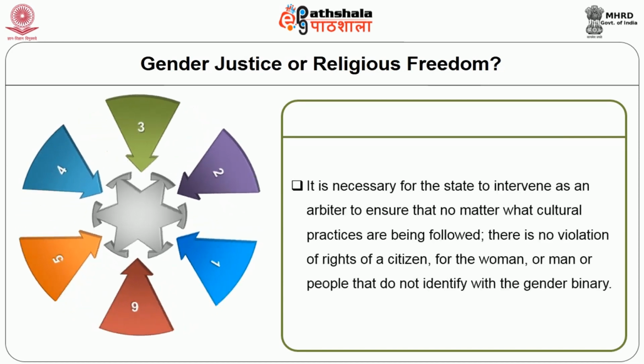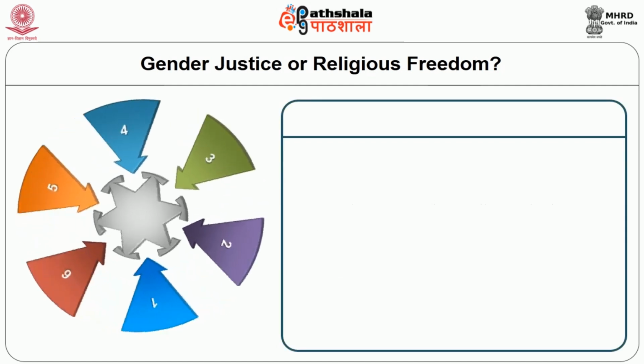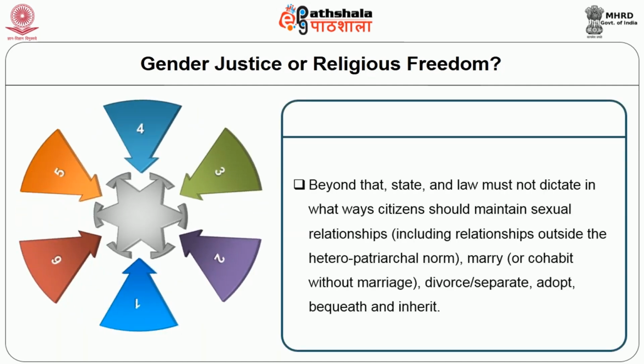It is thus necessary for the state to intervene as an arbiter to ensure that no matter what cultural practices are being followed, there is no violation of the rights of a citizen, for the woman or man or people that do not identify with the gender binary. Beyond that, the state and the law must not dictate the ways in which citizens should maintain relationships, including relationships outside the heteropatriarchal norm: marry or cohabit without marriage, divorce, separate, adopt, bequeath and inherit.